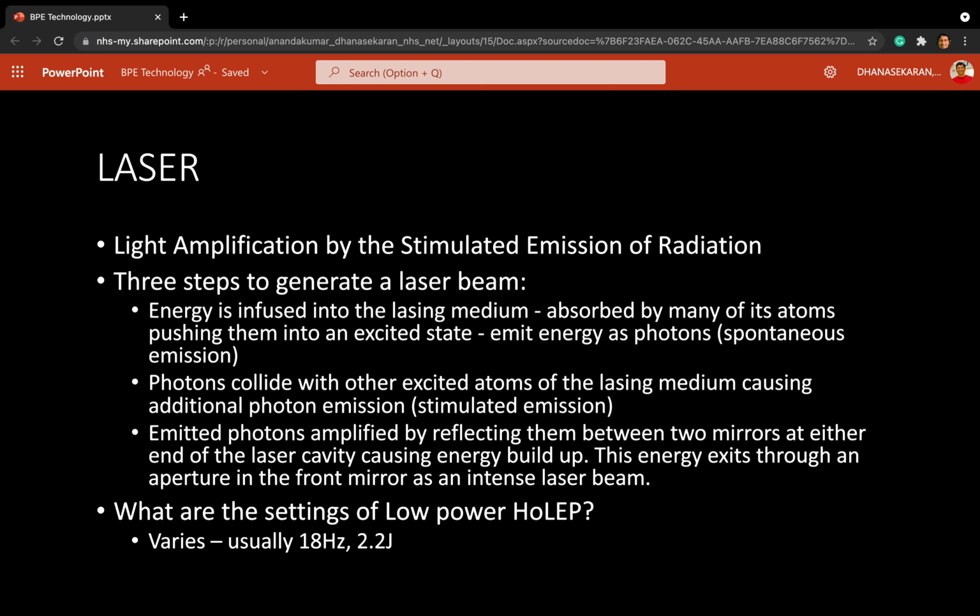Laser is an acronym that stands for light amplification by stimulated emission of radiation. Okay, how is a laser beam generated?